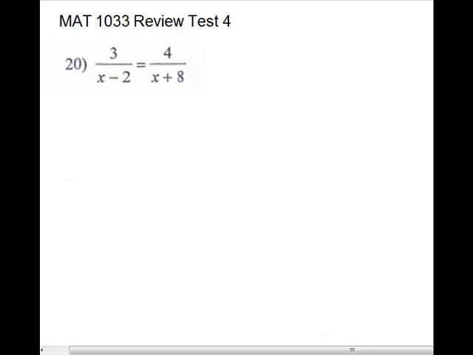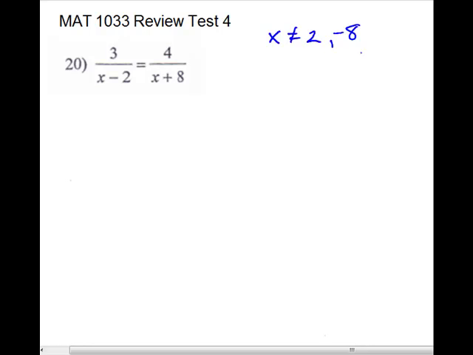Looking at problem number 20 on our review for test 4. This is an equation, and we have to say what values we cannot get for an answer. So we look at our denominators to see what will be excluded. We cannot get 2 because that would make a 0 in the denominator, so we're just going to throw that away. So x cannot be 2, and x cannot be negative 8. Right? And then at the end we'll make sure we did not get those answers.